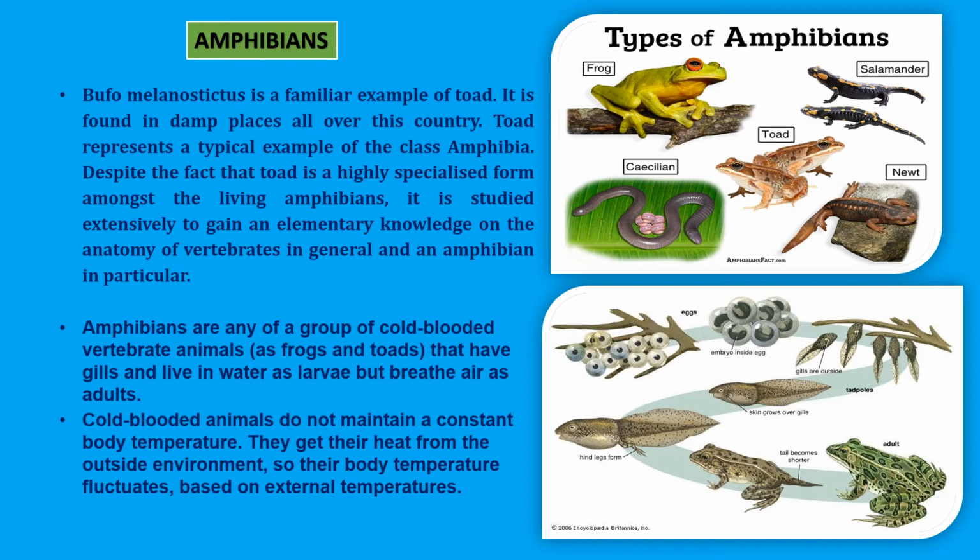So you can see from egg till the formation of adult, this process is called metamorphosis. Or else you can say not from egg, you can say from larva to toad. This process is called metamorphosis.